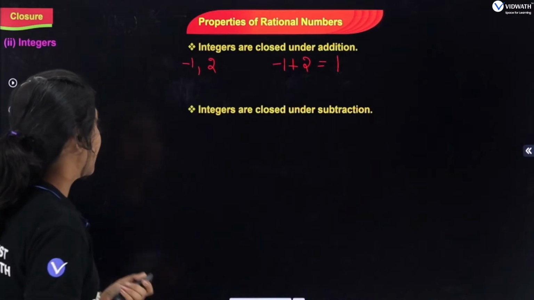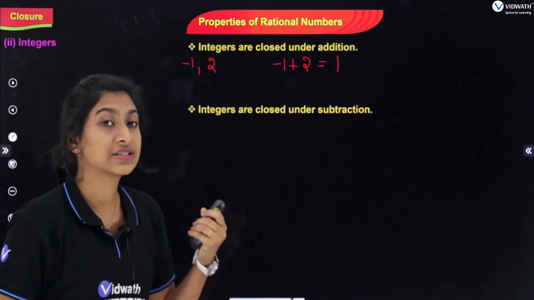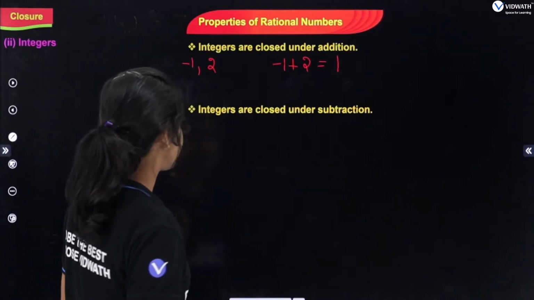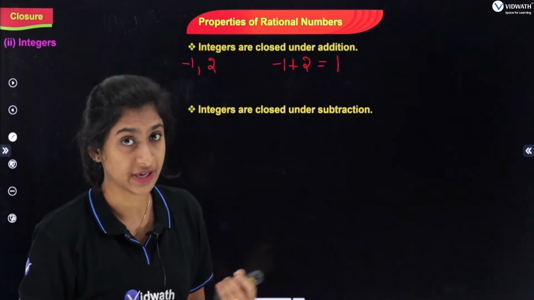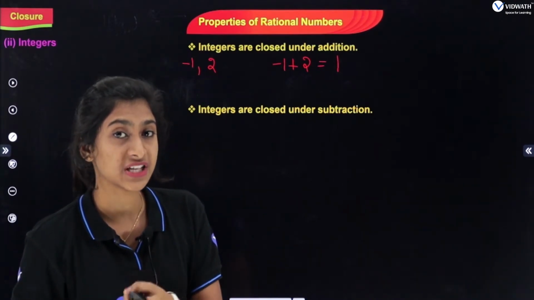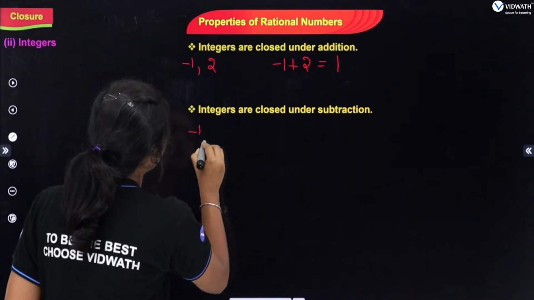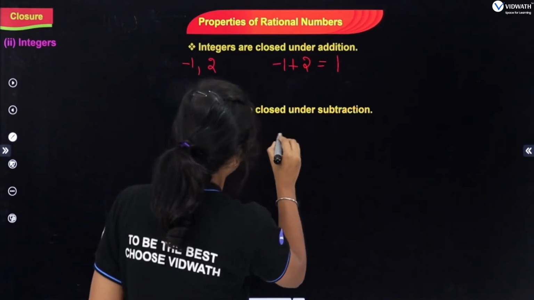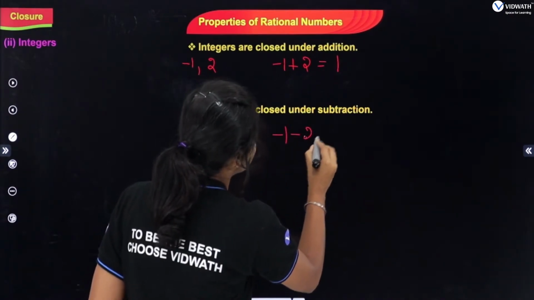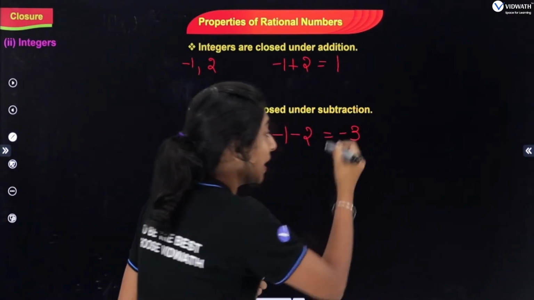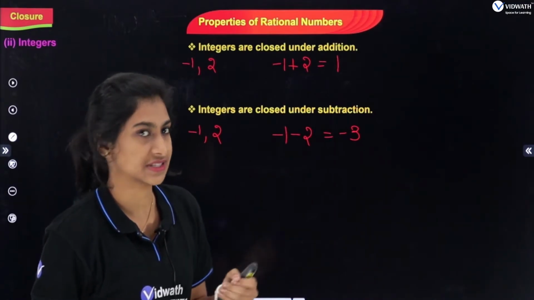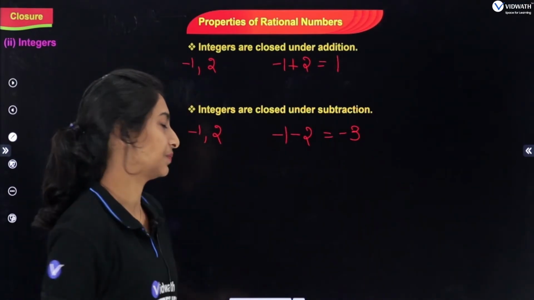Next, integers are closed under subtraction. If a and b are two integers, then a minus b is equal to c, which is an integer. We'll see that if minus 1 and 2 are integers, then minus 1 minus 2 is equal to minus 3. Is minus 3 an integer? Yes, minus 3 is an integer.